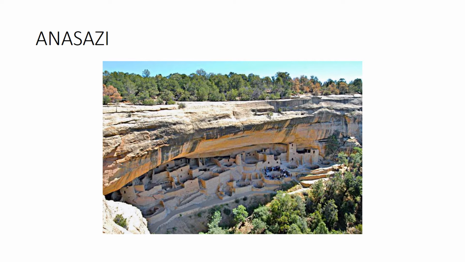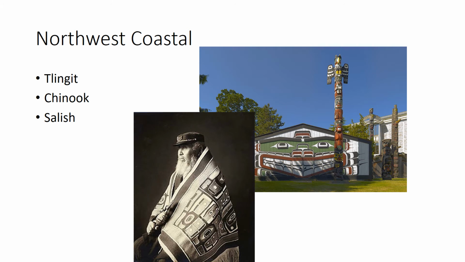Pretty impressive architecture, you have to admit. Also, let's look at the Pacific Northwest, also called the Northwest Coastal Region. And there you have tribal groups such as the Tlingit, the Chinook, and the Salish. And much like the desert Southwest people, Pacific Northwest or Northwest coastal tribes had a lot of cultural things in common, including their very distinctive and unique art style.